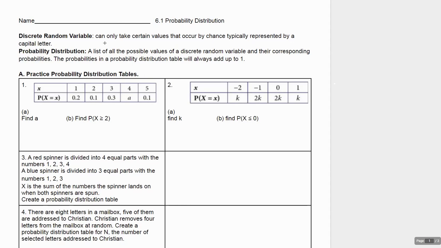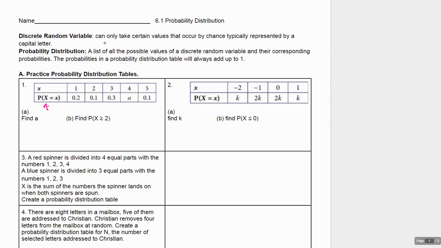Now, this notation in here, this is a probability distribution table. And basically what they're saying is the only values that this discrete random variable x can take is 1, 2, 3, 4, and 5. And then each probability is associated with those values happening. Since all these probabilities line up with the only possibilities available, these probabilities are always going to add up to 1 on a probability distribution table.